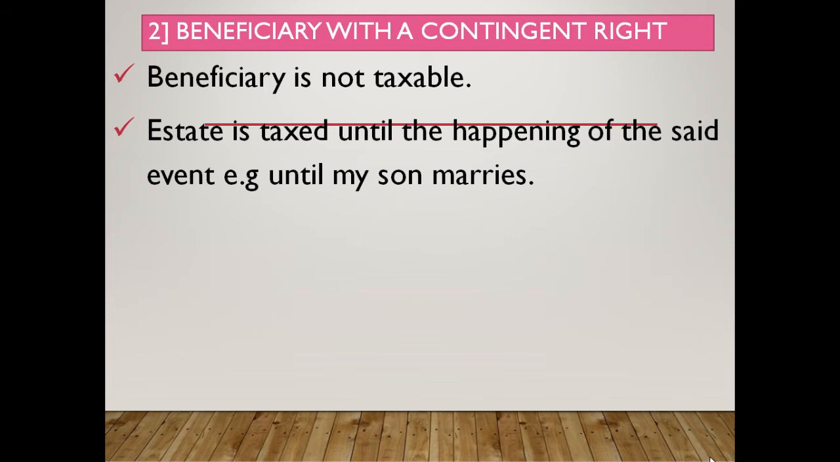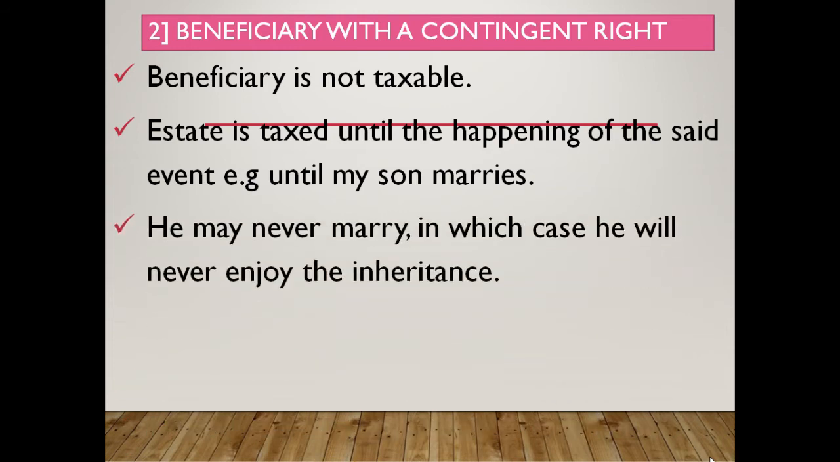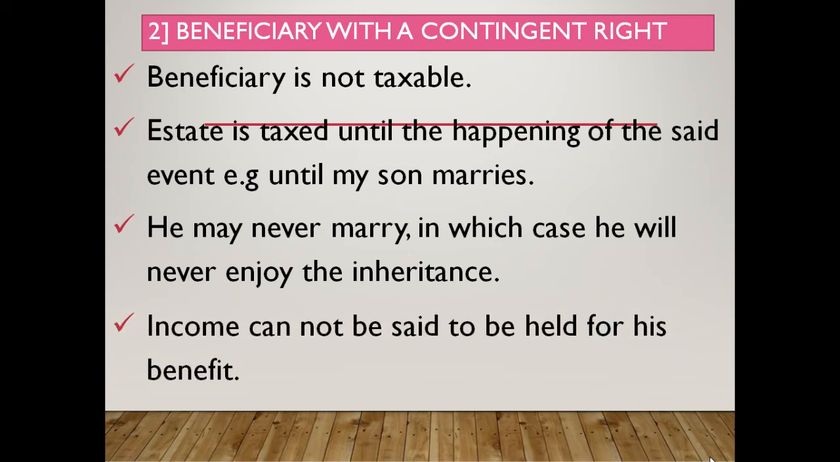So the provision says the estate is taxed until they are paid. Since we are not going to tax the beneficiary, who are we going to tax then? What is clear is that we have to tax the income. And the Act says we are going to tax the estate itself until the happening of the said event, in that case, for example, until my son marries. We said he may never marry, in which case he will never enjoy the inheritance. Income cannot be said to be held for his benefit.